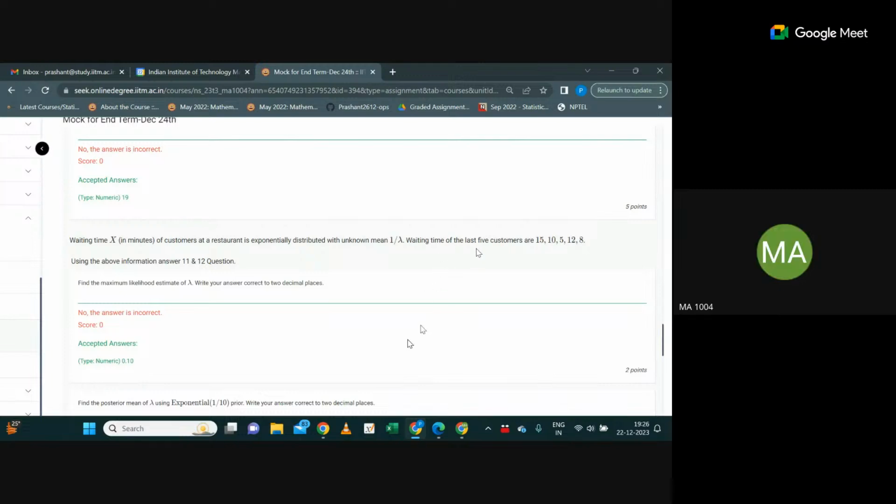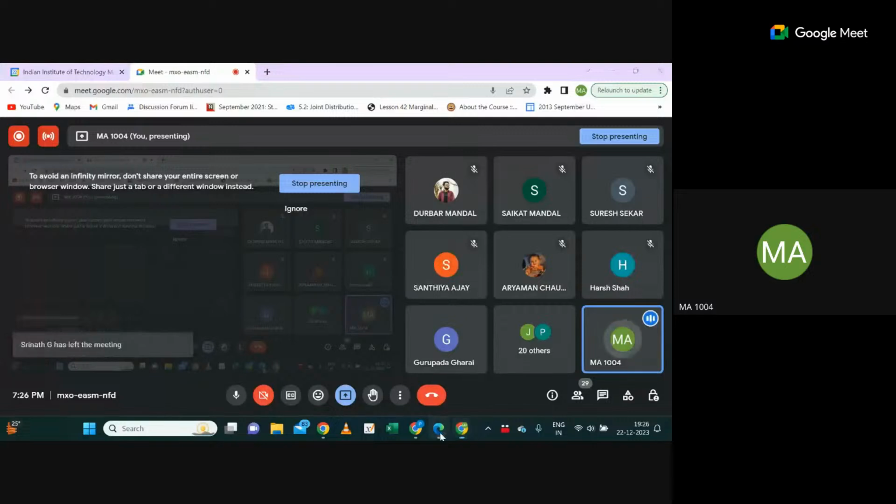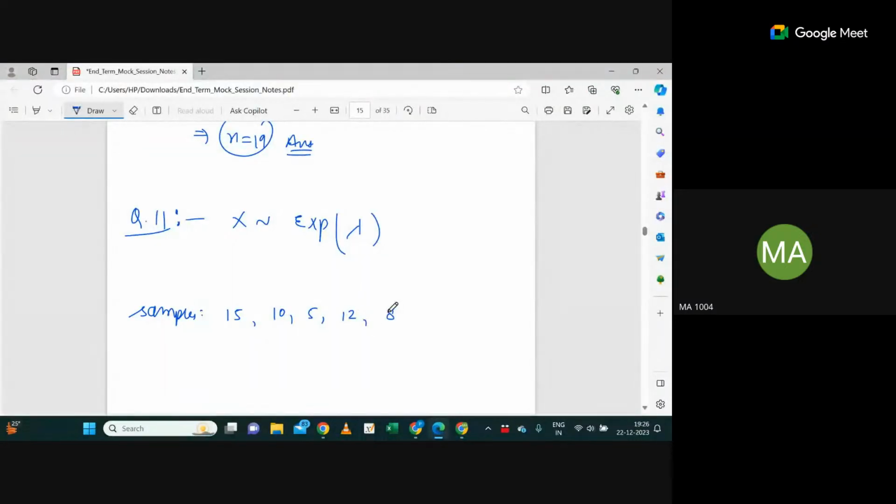The waiting times of the last 5 customers are given as one sample: 15, 10, 5, 12, and 8. Let me write down the samples: 15, 10, 5, 12 and 8. Now, if x is following exponential lambda, what is the PDF? Lambda into e raised to power minus lambda x, where x should be greater than 0.